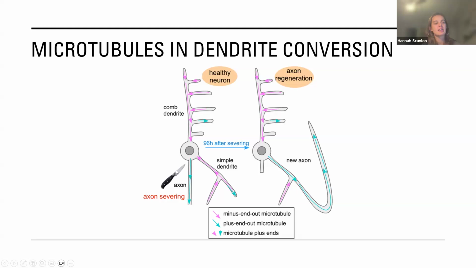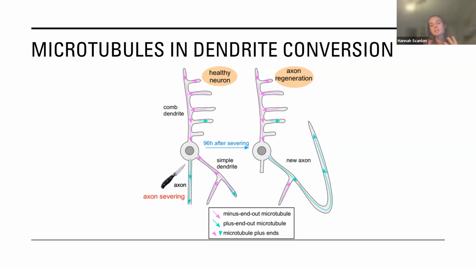And what happens is if you sever the axon of a neuron, one of the dendrites will, in some cases, be converted into a new axon. And one of the primary behaviors that has to happen for a dendrite to convert into a new axon is for all of the microtubules in that dendrite to reverse their polarity.